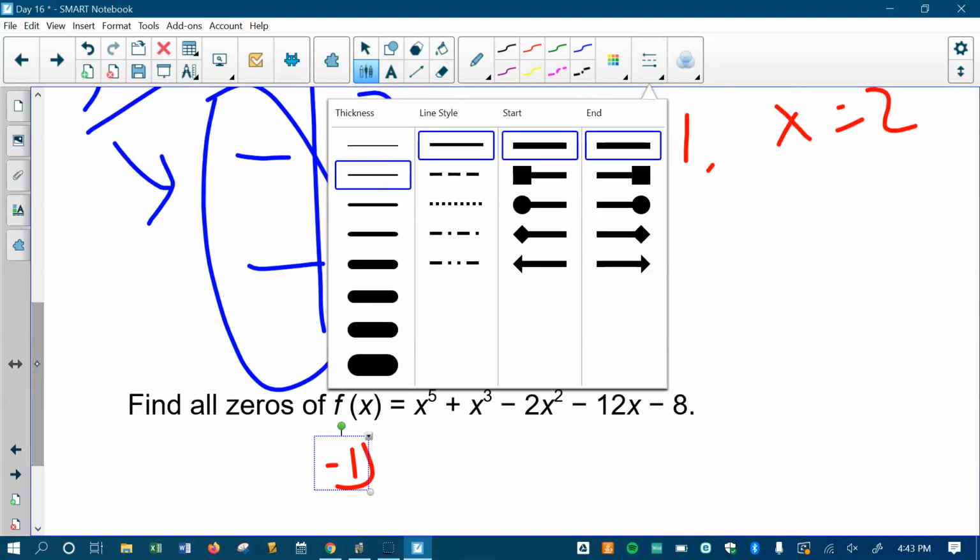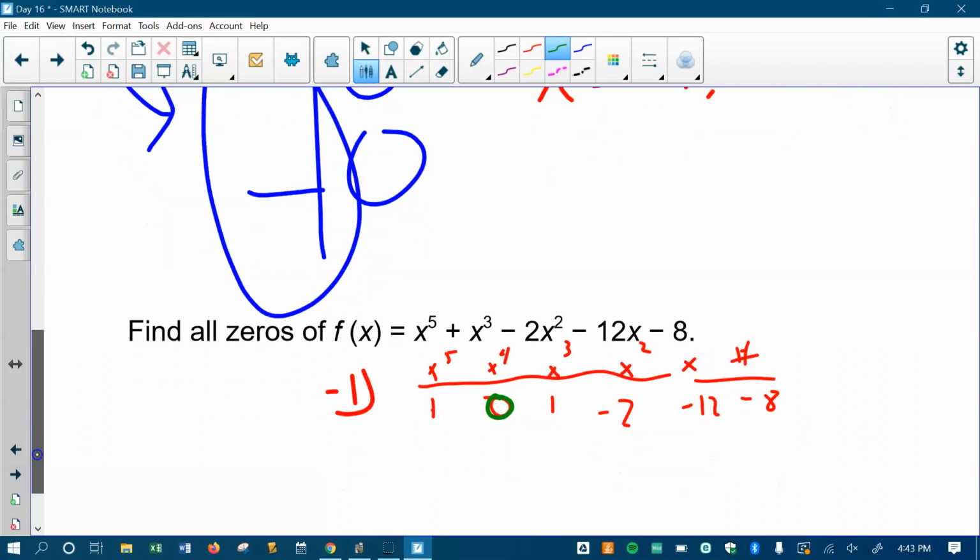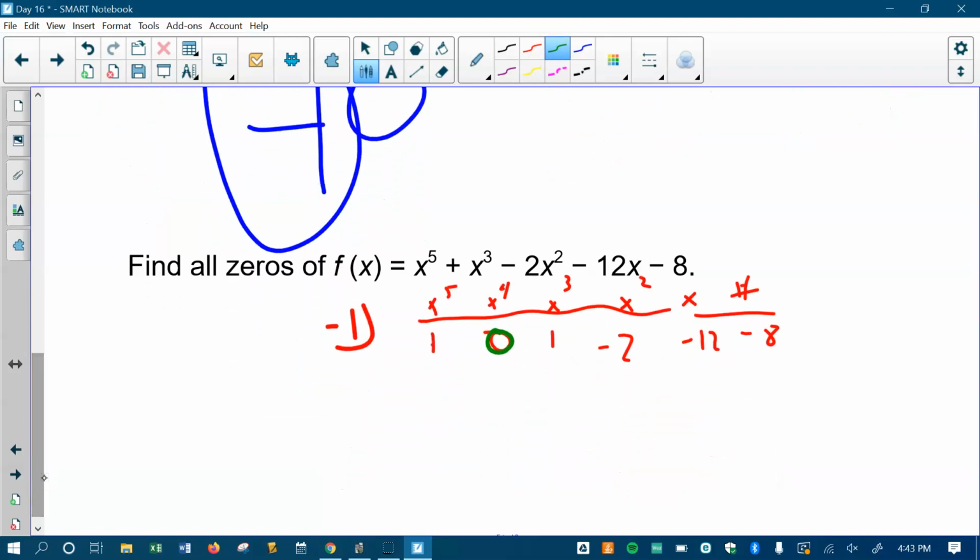Okay, and now I have x to the 5th. I need x to the 4th. I need x cubed. I need x squared. I need x. I need a number. My coefficient for x to the 5th is 1. I have no x to the 4th. I have 1 x cubed. I have -2, -12, and -8. I can't tell you on your quiz how many of you left out placeholders. If you're not sure what a placeholder is, it's that thing. So please make sure you're putting your placeholders in.